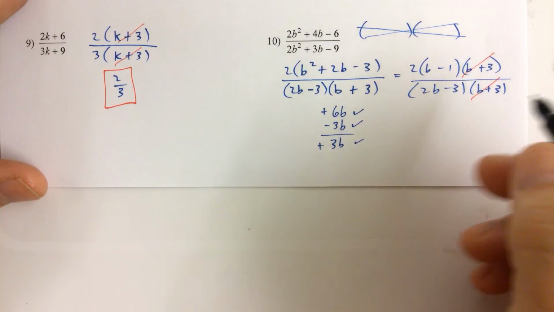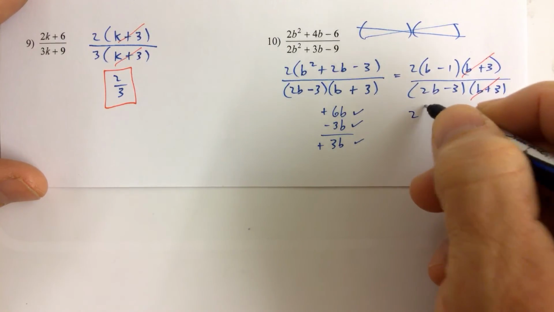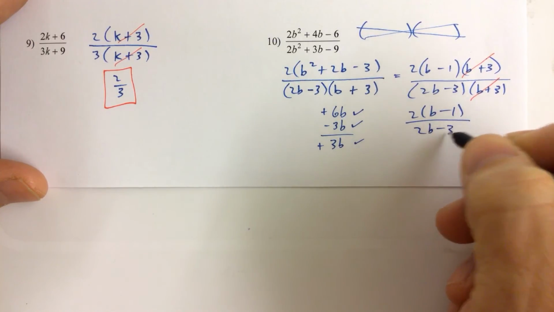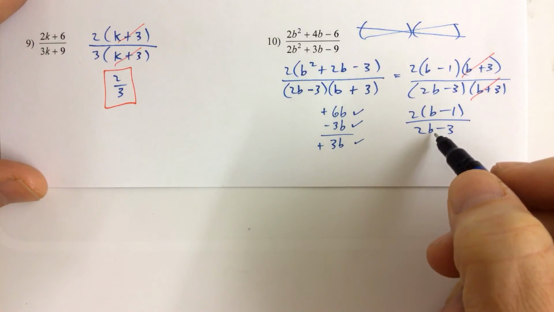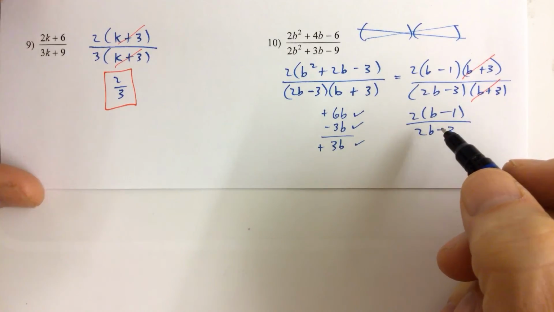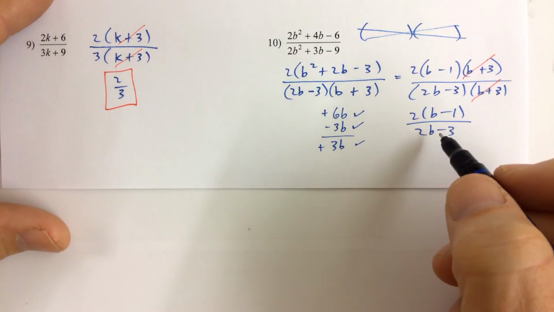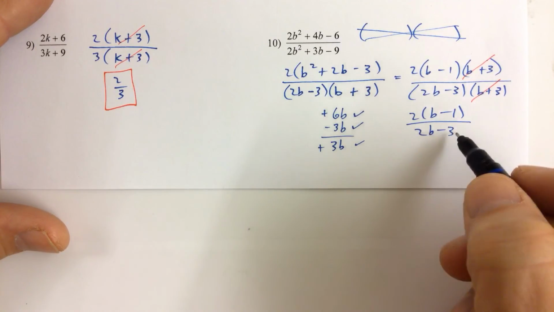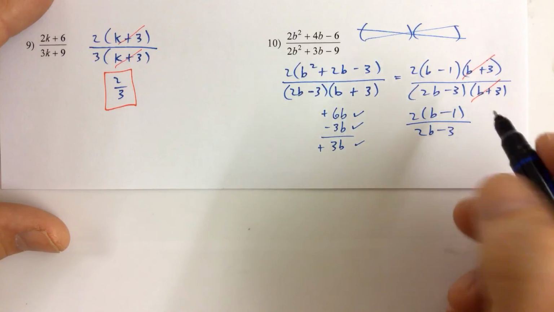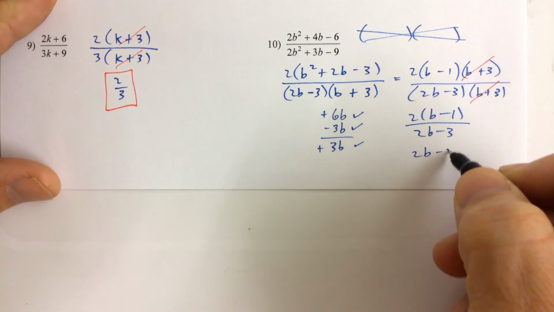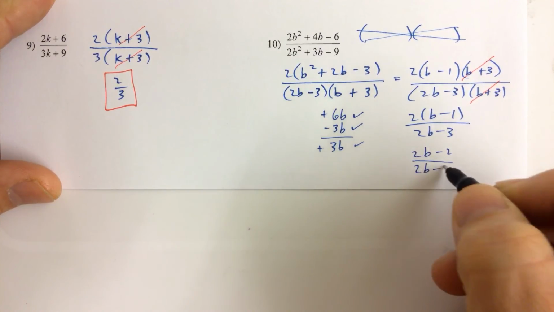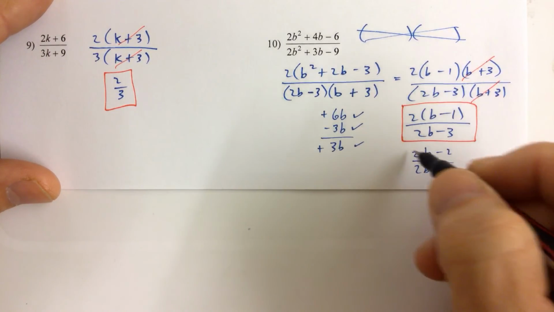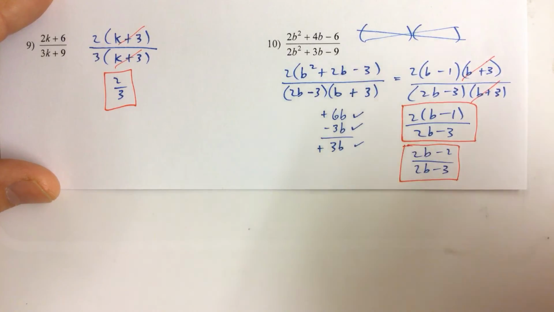And here you have a decision to make. You are allowed to leave it factored, 2 times b minus 1 over 2b minus 3. Remember, we don't need parentheses in the denominator or in a numerator when that's the only factor. So we can leave the parentheses off of the 2b minus 3 here. So you can leave it like that, or you can multiply it back out. I think it looks better when it's left factored, but you have your choice here since we can't cancel any more factors, and so totally up to you.